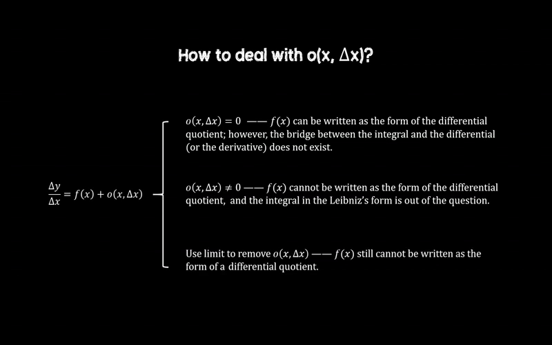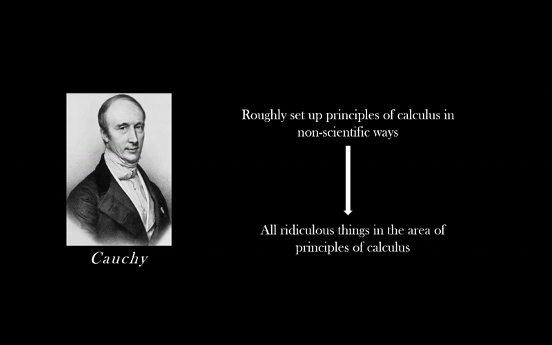By means of the limit, we can remove Δx. However, f(x) still cannot be written in the form of a differential quotient. So mathematicians, headed by Cauchy, roughly set up the principles of calculus in non-scientific ways, which was the source of all the ridiculous things in the area of the principles of calculus.